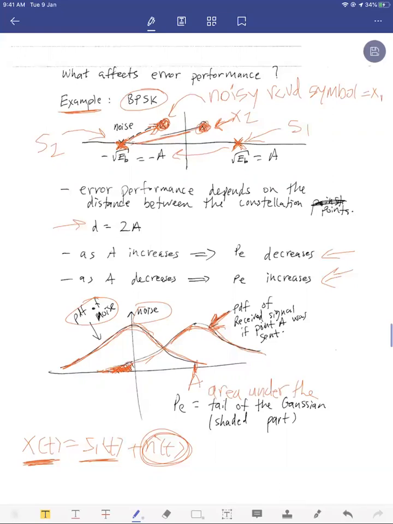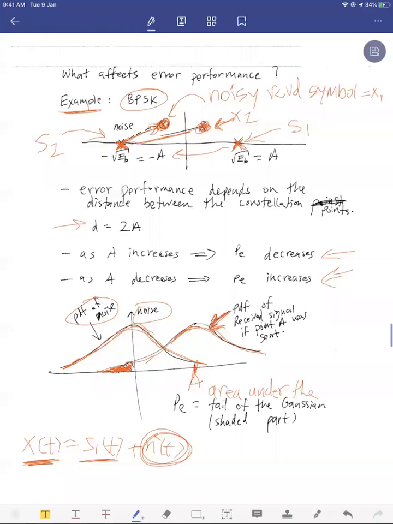So when we have Gaussian noise, the analysis is quite straightforward. And we saw that, at least for BPSK, all we have to look at is the Gaussian distribution and find the area under the tail of the Gaussian. Now, for those of you who may have seen this before, there's something called the Q function that captures the area under the tail of the Gaussian.